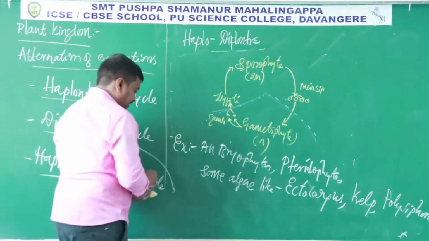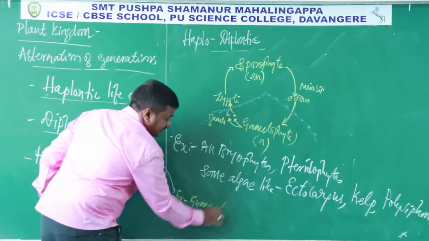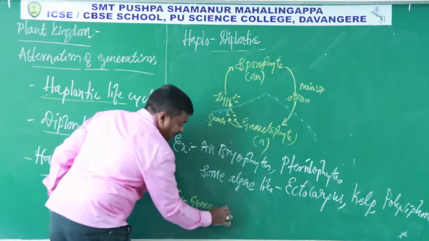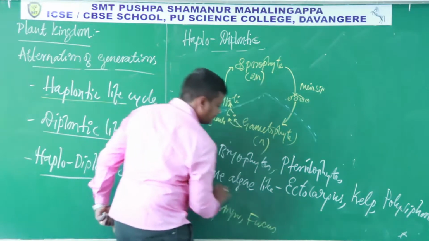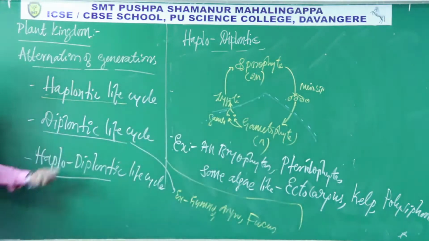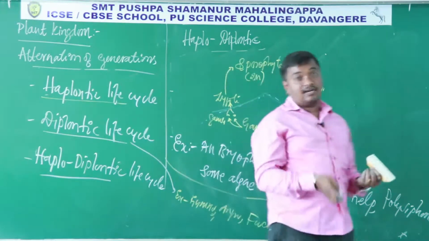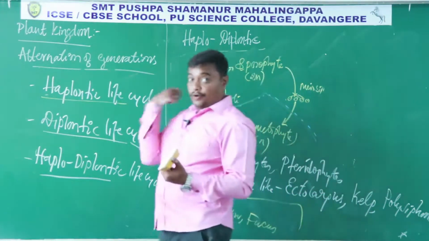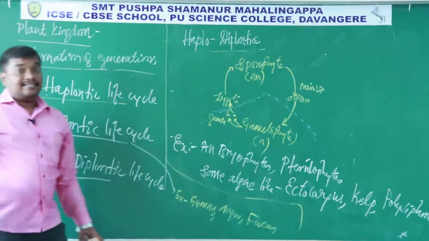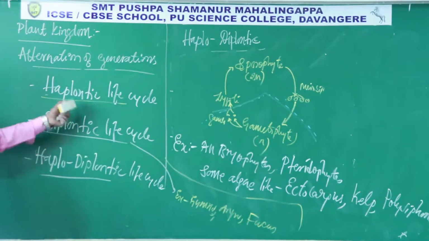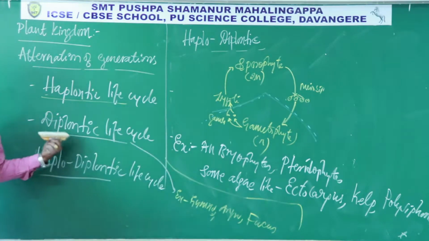So for the diplontic life cycle, I already told gymnosperms and angiosperms. Along with that you can add one more algae such as Fucus. Okay, so Fucus shows a diplontic life cycle. See, in algae, three types of life cycles are observed. Many of the green algae show haplontic life cycle, and some brown algae like Ectocarpus and kelp show haplodiplontic. But some algae like Fucus show diplontic life cycle.